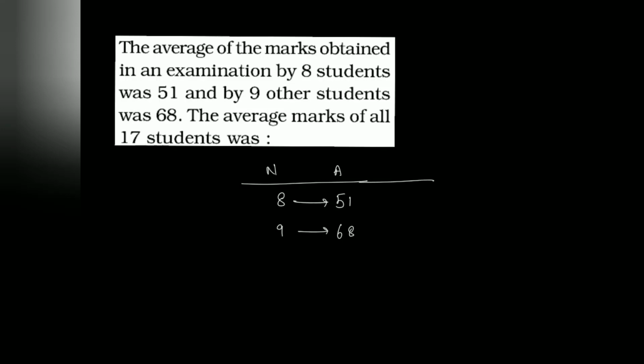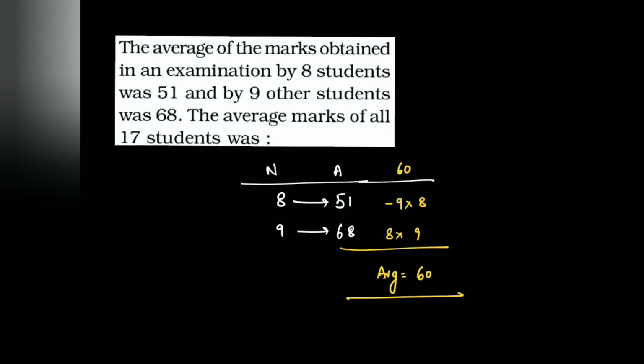Now consider this question. The average of the marks obtained in an examination by 8 students was 51. Number of observations here, this is the average. And by another 9 students is 68. So he is asking you the average. Take assumed average as 60. Deviation is minus 9 into 8 observations. This is plus 8 into 9 observations. Sum of deviations is 0. Therefore, your assumed average becomes your original average, which means the average is 60.